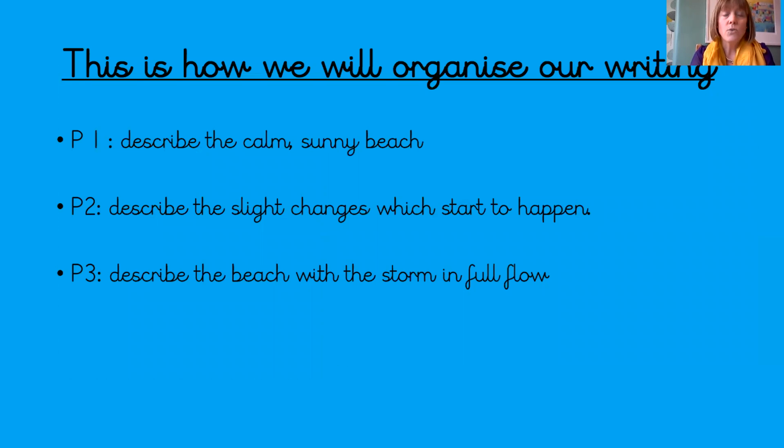This is how we're going to organise our writing. So we're going to write 3 paragraphs. Paragraph 1 will describe the calm, sunny beach. Paragraph 2 will describe the slight changes which start to happen. And in paragraph 3, we're going to be describing the beach with the storm in full flow.